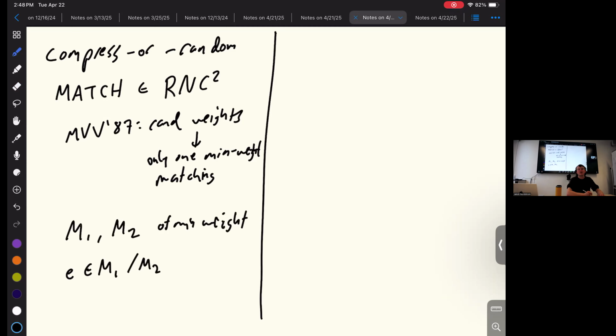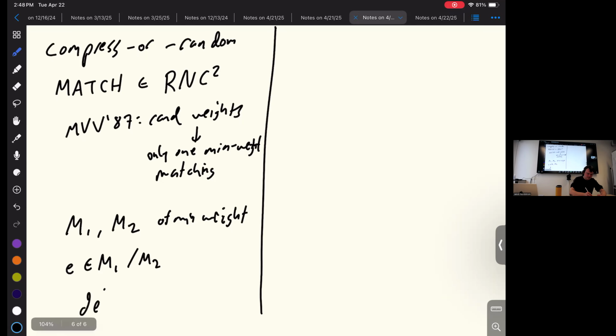All right, what is the weight of this edge? Oh, sorry, it's the weight of M2 minus the weight of M1 without it, right? If you can find the matching M1 without this edge, and you can find the matching M2, you know the weight of this edge under my weight assignment, right? They're both the same min weight assignment. So delete the weight of edge E.